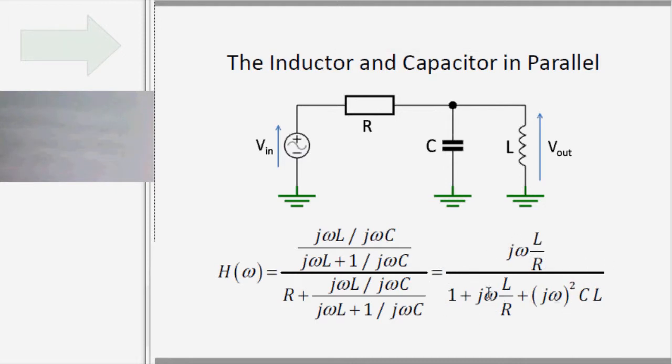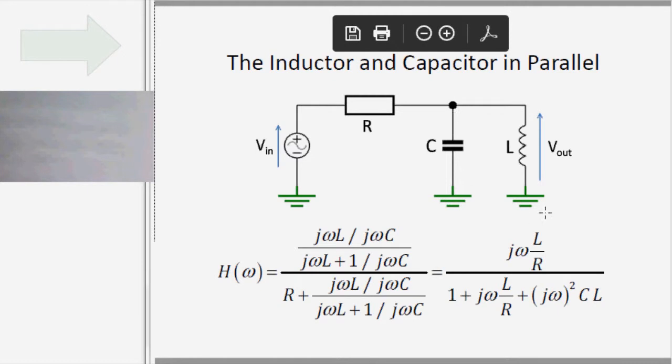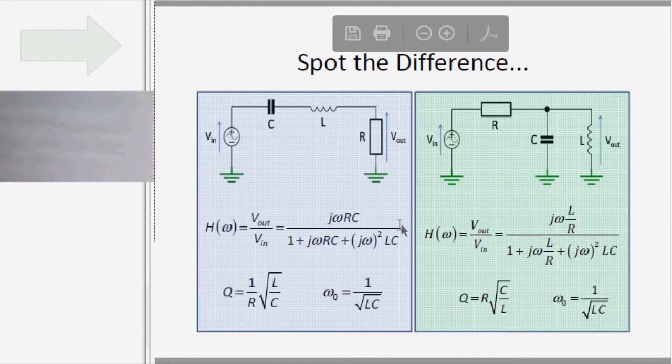Now, compare that to the previous circuits that we've been analysing, which have a series RLC, and I'm taking the output across the resistor. If you compare them, you'll note that the resonant frequency in both cases is exactly the same: 1 over the square root of LC. It's the frequency at which the impedance of the capacitor exactly cancels out the impedance of the inductor.